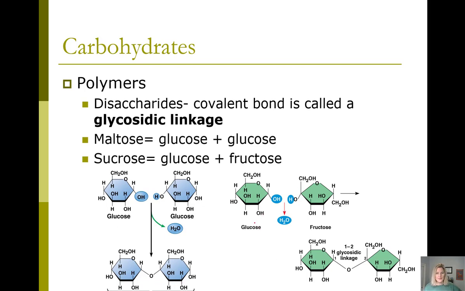Here's another example. We have two monosaccharides, glucose and fructose, and we're bringing them together, removing that water molecule, and we end up with sucrose. So sucrose is another name for our table sugar. So if you use sugar in baking, you're basically using a disaccharide that contains glucose and fructose. Okay. So sucrose is a very common disaccharide. All right.